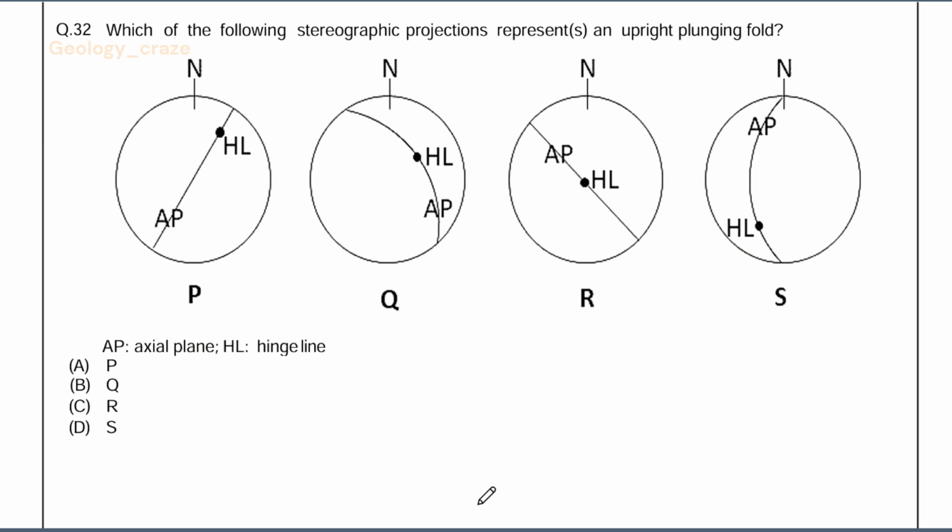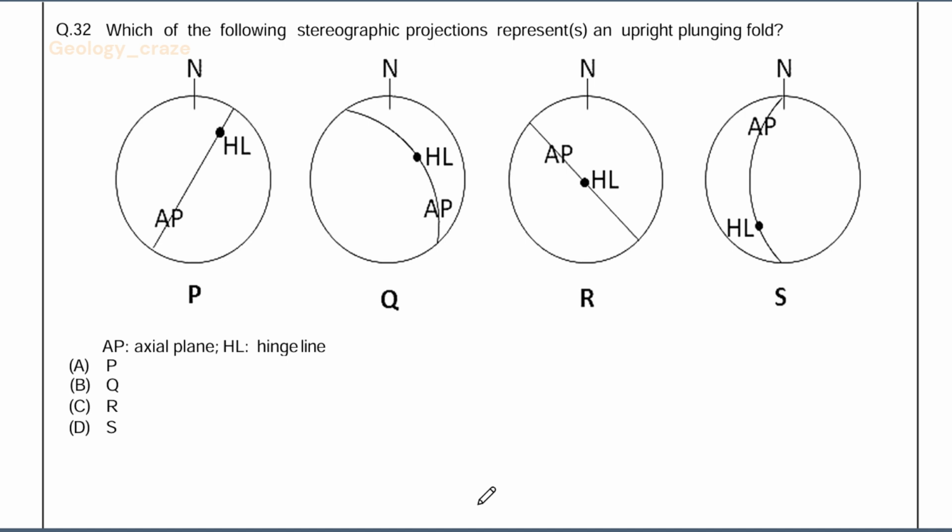Hello everyone. This is one more interesting video related to the stereographic projection, and this question came in the 2025 IIT JAM exam. Similar types of questions have already come in GATE as well as CSIR NET exams. This topic is very interesting, and in future exams we will get this type of question again and again.